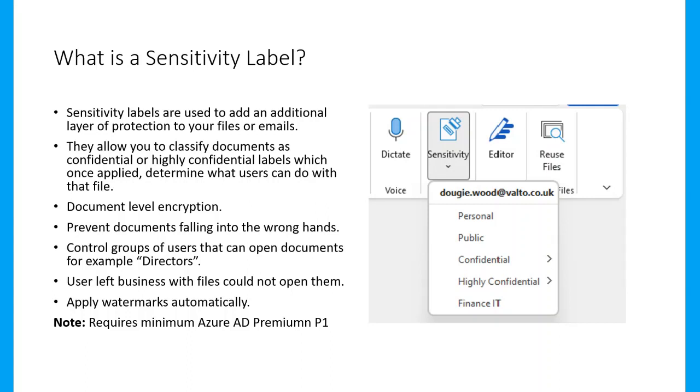So it really is basically making sure your data is as safe as it possibly can be, because no matter where those documents go, that security is going to be applied to it. You can also apply things like watermarks automatically as well. So if it is highly confidential, you can automatically apply a watermark over the top of that. And just a note on that, that requires a minimum of Azure AD Premium P1 license to be able to get to it as a label.